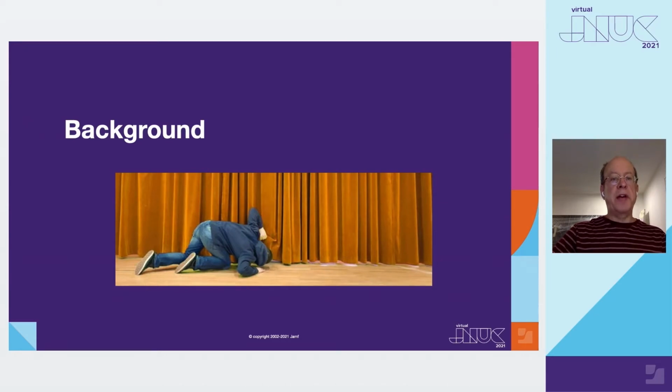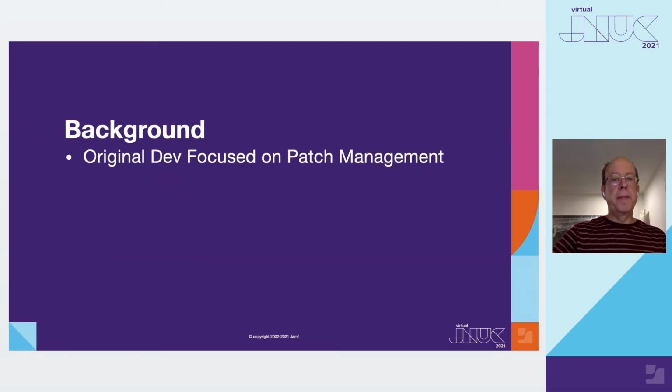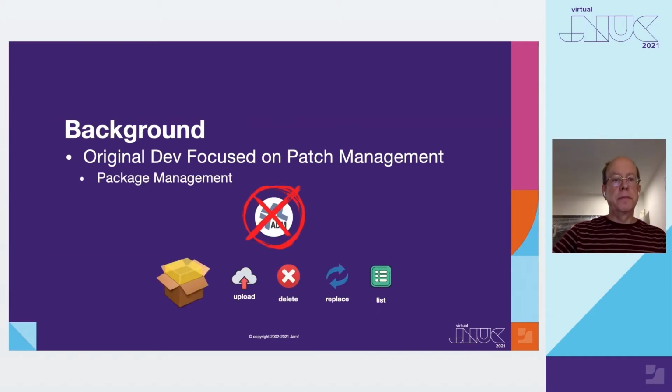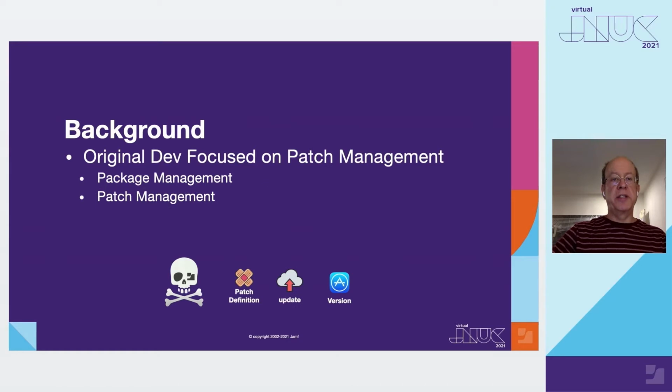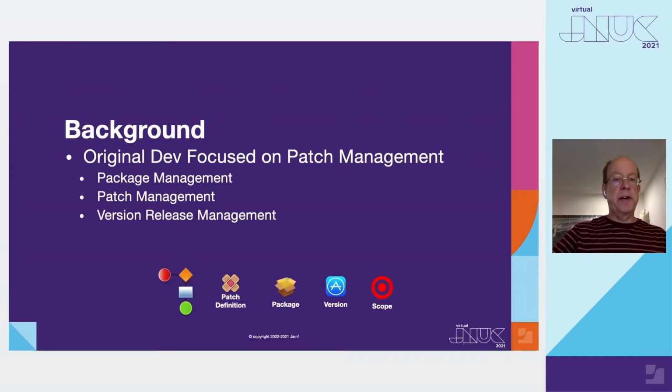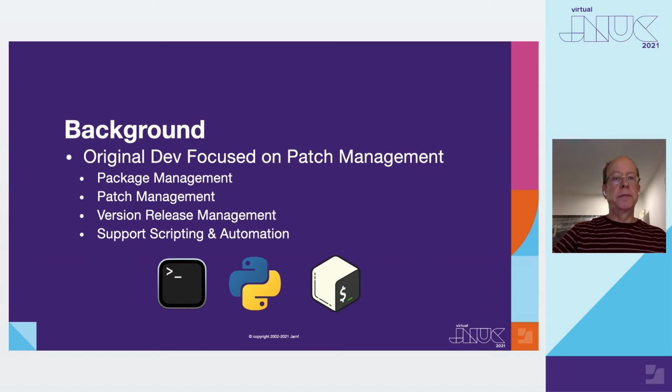Next, I'll cover a little background on the original development. Originally, it was developed to focus on patch management. This includes updating, deleting, replacing, and listing installer packages. It had support for patch management, including assigning a package to a patch definition, updating versions, etc. It also had support for patch version release branching, like development, testing, and production, and scoping, and assigning particular scoping to a particular patch branch. It also added support for scripting and automation.